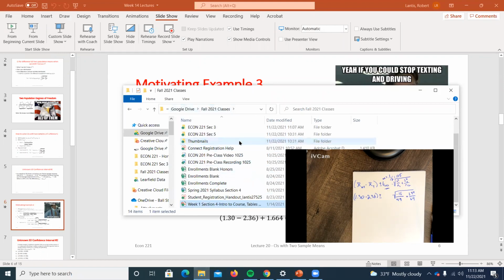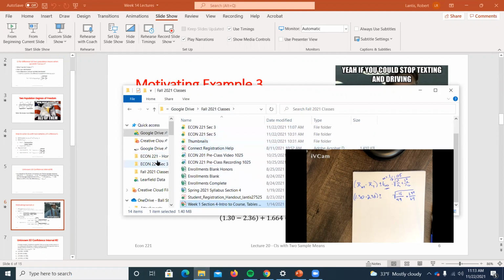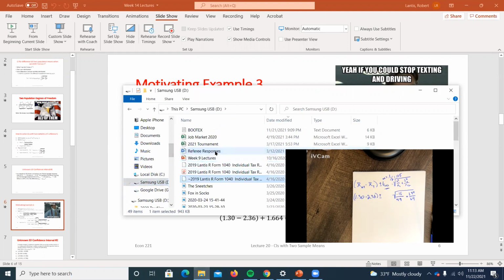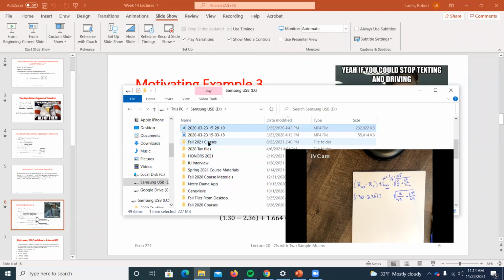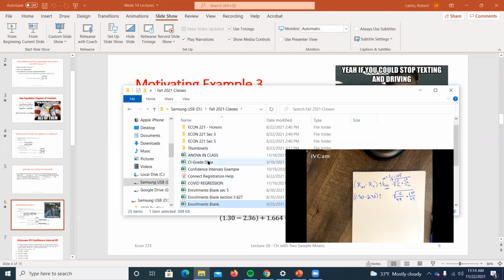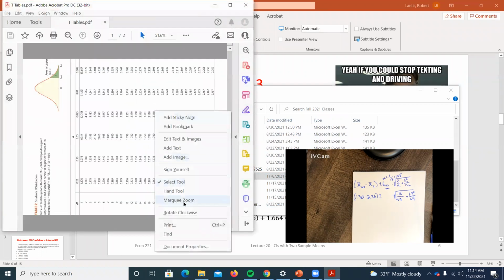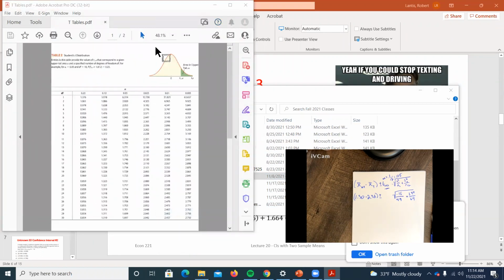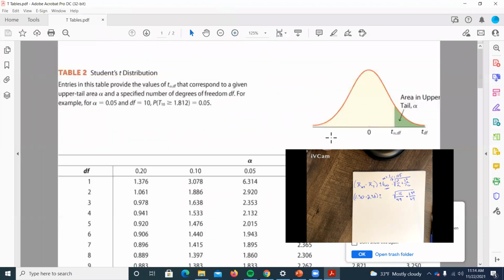So from there, scroll down. Where is it? Oh, it's not on my Google Drive. It's on thumb drive. So we want to open that. Pass the version. We want to open my student T distribution, right, my T tables. Rotate them so we can see them. And then there we go. We zoom in here.